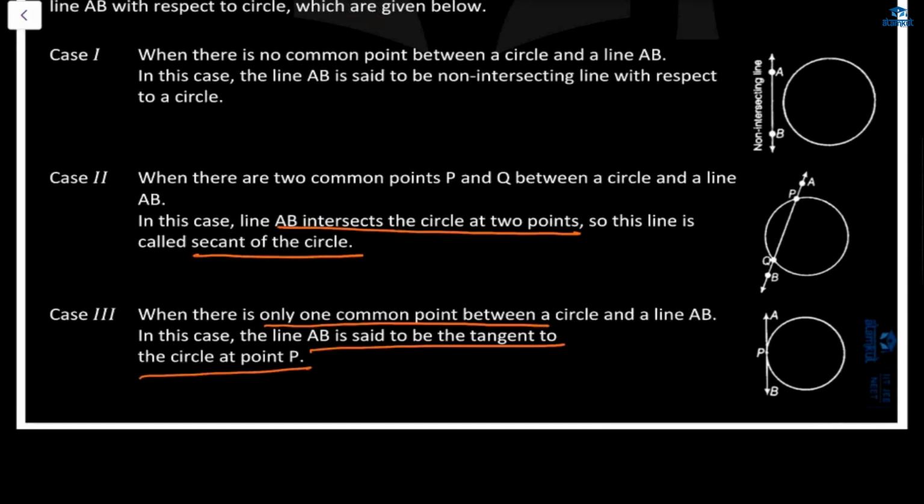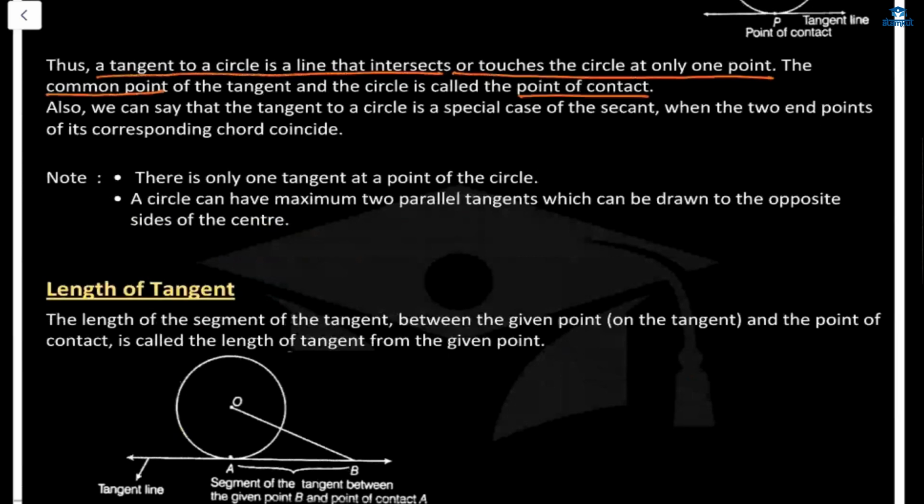So those 2 points in the secant are actually coinciding. It has come to only 1 point. So that statement is written here. Also, we can say that the tangent to a circle is a special case of the secant when the two endpoints of its corresponding chord coincide.